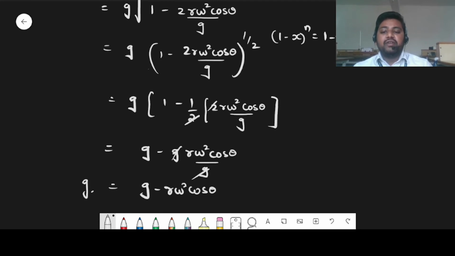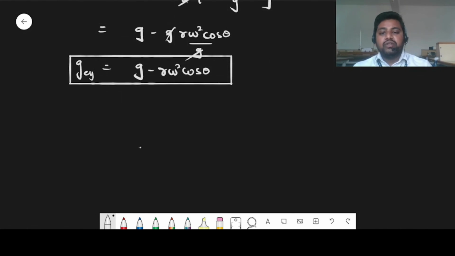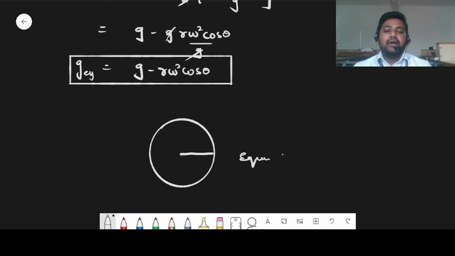This is the g effective, the acceleration due to gravity, and how it changes with respect to the rotation of the earth. Now we can analyze with respect to positions. Let's say we are at the equator. At the equator, the value of angle theta is going to be 0. At the poles, the value of theta is going to be 90 degrees.